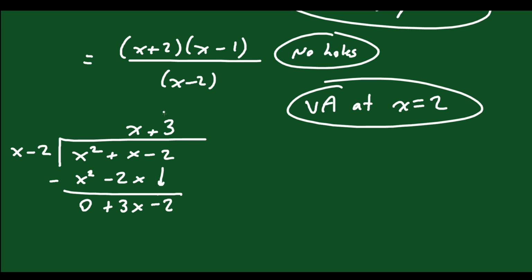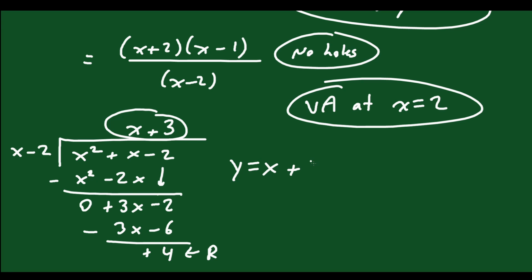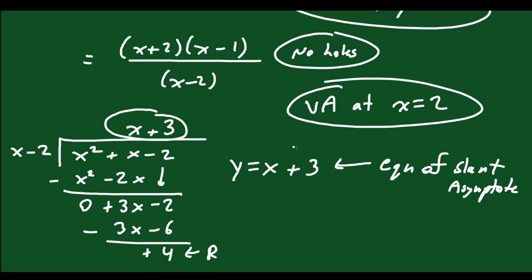Now at this point, this is your answer. We don't care about the remainder. I'll finish the question. 3 times x is 3x, times negative 2 is negative 6. Subtract, and you get 4 as your remainder. But again, we don't care about the remainder. We care about what's on top here, because that equation on top is going to be the equation of the slant asymptote. So y equals x plus 3. This is the equation of the slant or the oblique asymptote. Okay? So we need that as well.